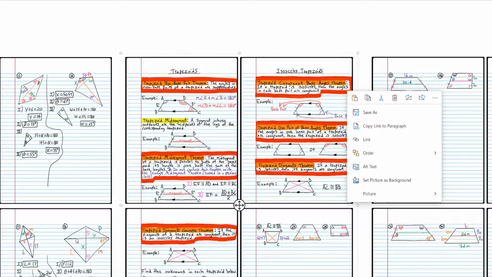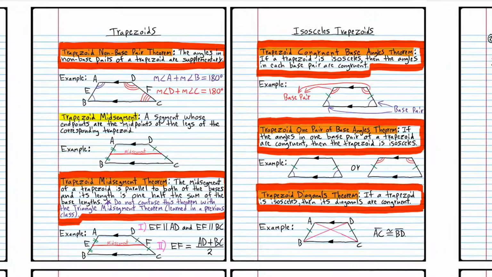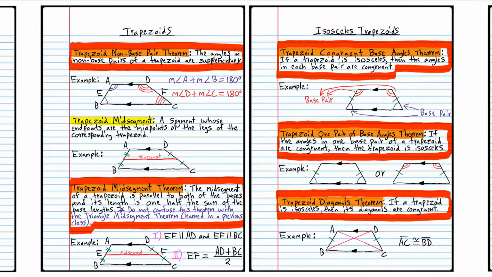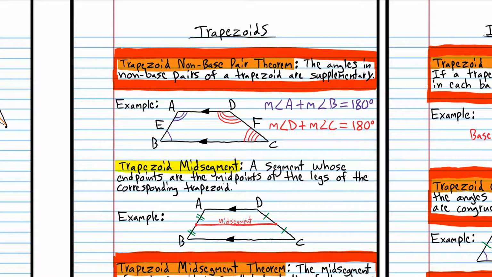So at this point, we're going on to trapezoids. Remember, those are quadrilaterals where there's one pair of parallel sides. So here's all the theorems for trapezoids, so go ahead and take a screenshot of those. First, there's the trapezoid non-base pair theorem. So this is a base pair. Whoops.